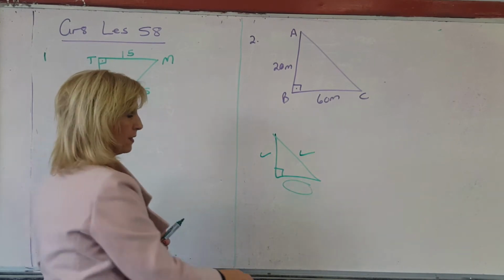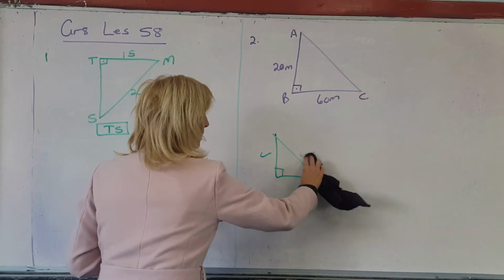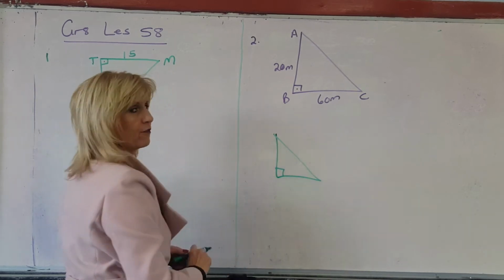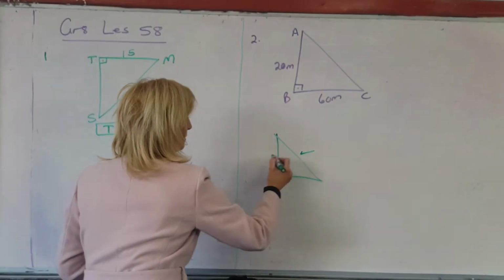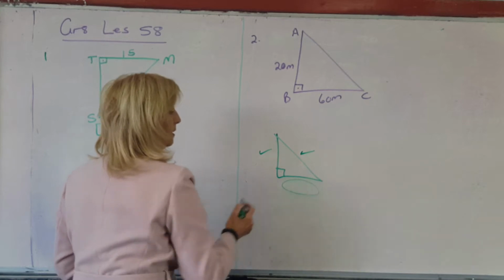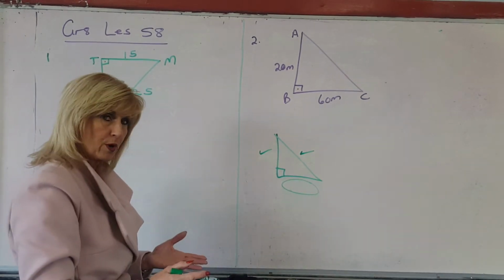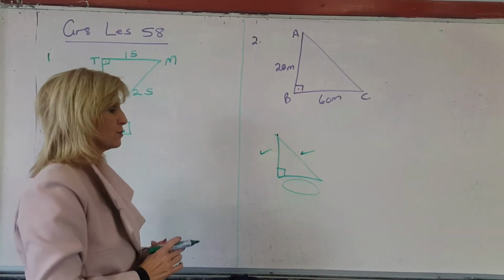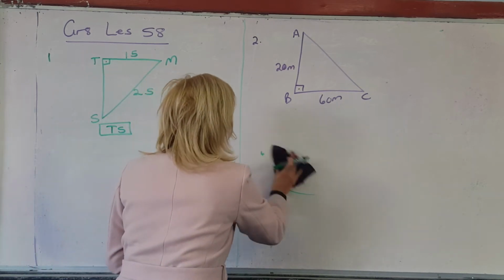What does the theorem of Pythagoras say? If I have a right angled triangle and I've got any two sides, I can work out the third one. It doesn't matter which one. Any two sides.